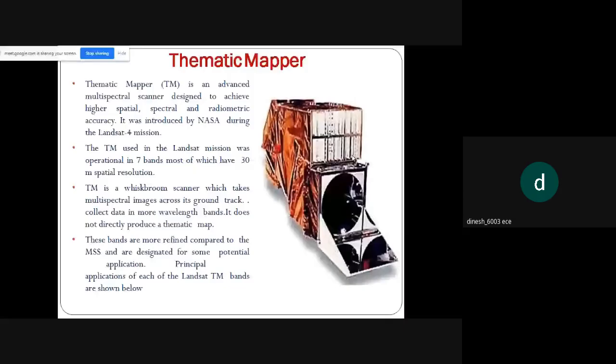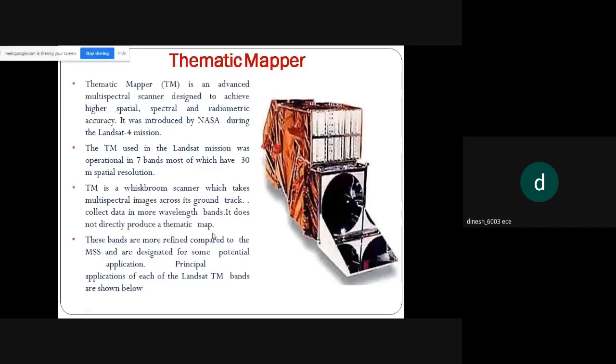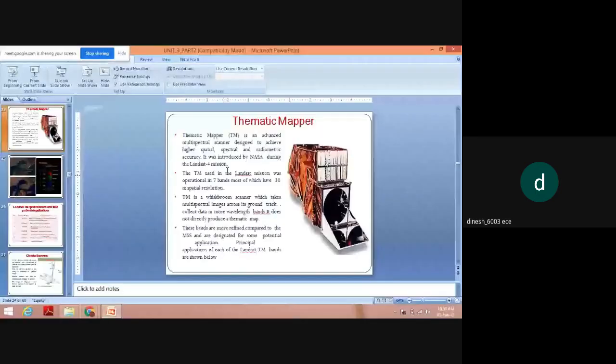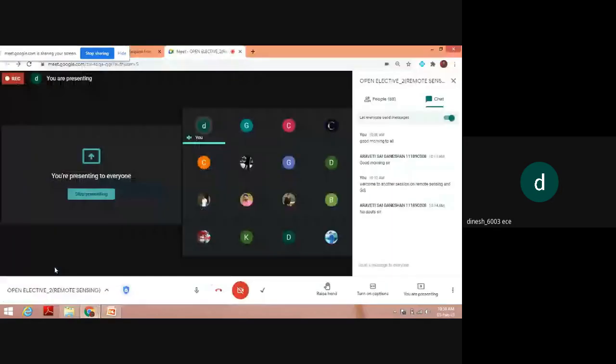So this is an example of a thermal scanner. It is the thematic mapper. So before starting the thematic mapper, any queries, type in the chat box.